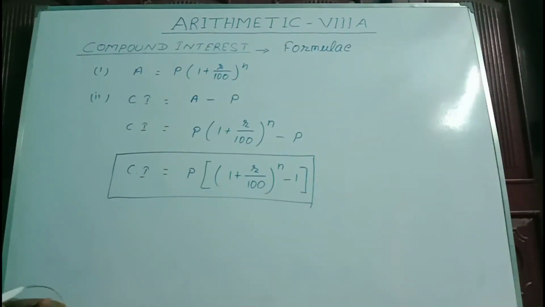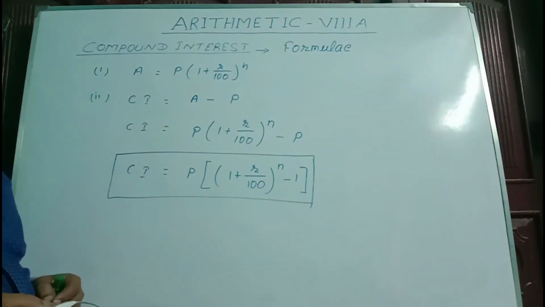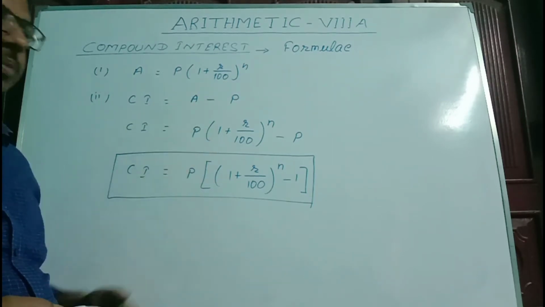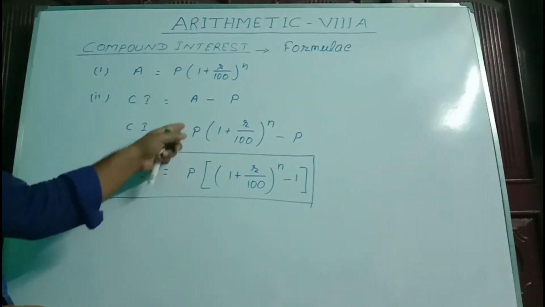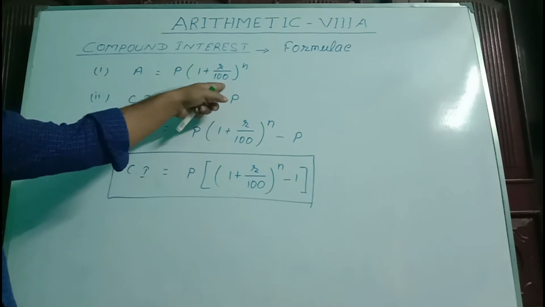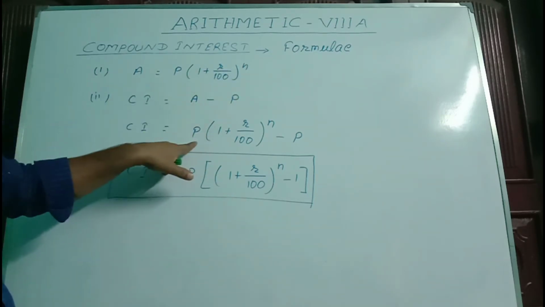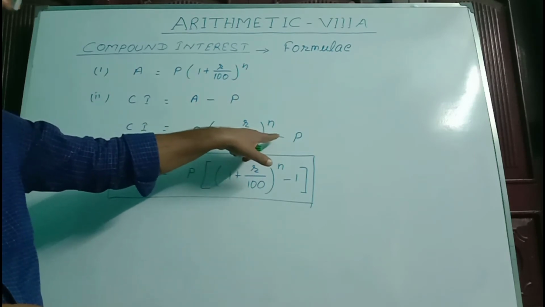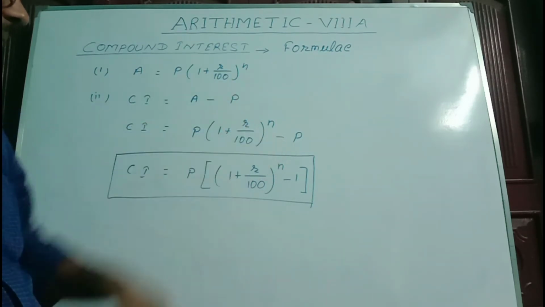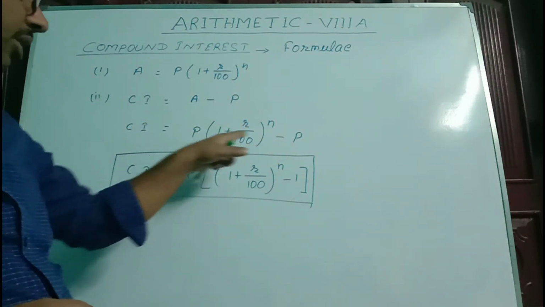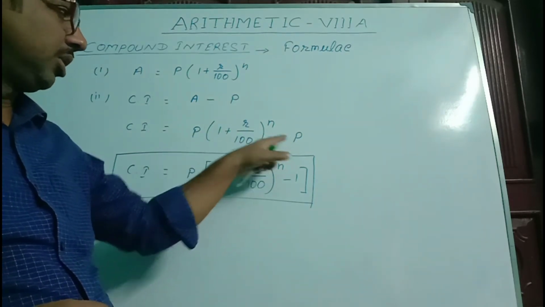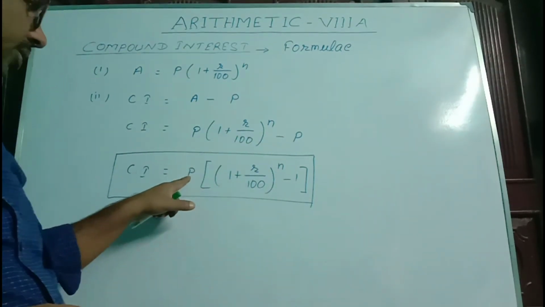Now I shall derive the second formula of CI. We know CI equal to amount minus principal. So CI equal to amount, which is P into 1 plus R by 100 to the power N. At the place of amount I have written P into 1 plus R by 100 to the power N minus this P. So you are seeing that P is in both the terms, so P is common. I have taken P common.